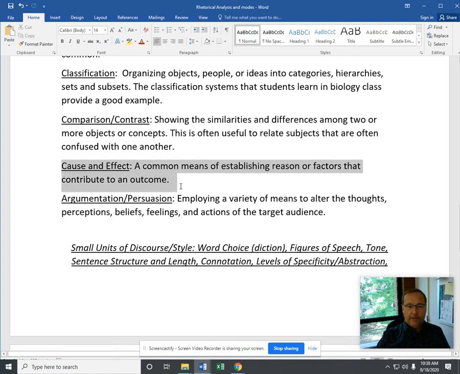Cause and effect. This is a really basic one. The common means of establishing reason or factors that contribute to an outcome. And one of the things that I will sort of caution people about with cause and effect, it seems like such a simple concept. A happened, and therefore B was the result of A. All right, well, that makes sense, but I want us to be a little more specific about how we approach that. A caused B to happen, but to what extent? Is A the only reason why B occurred, or are there other factors?